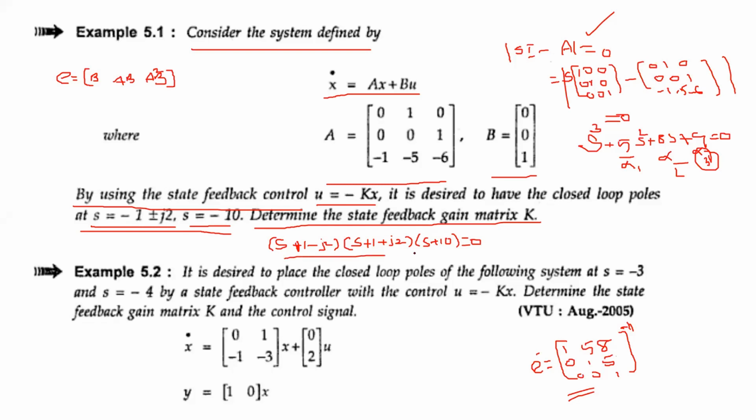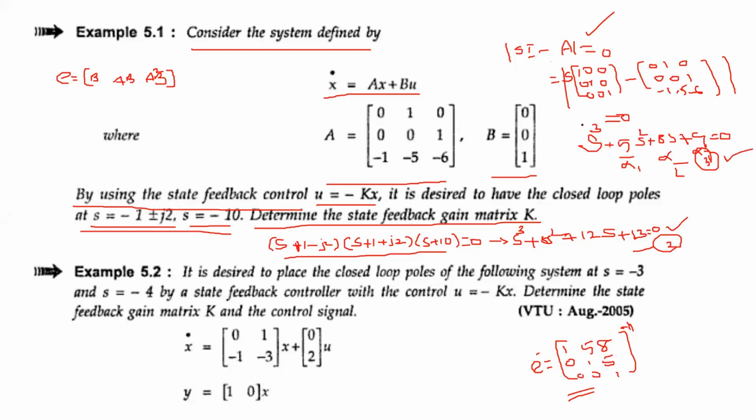Suppose if you multiply these factors, I get something like S cube plus 8 S square plus 12 S plus 13 is equal to 0. Let us assume that; I'm going to write it only for the understanding purpose. This is equation number 2. This is obtained from the closed loop poles. This is obtained from the open loop poles.